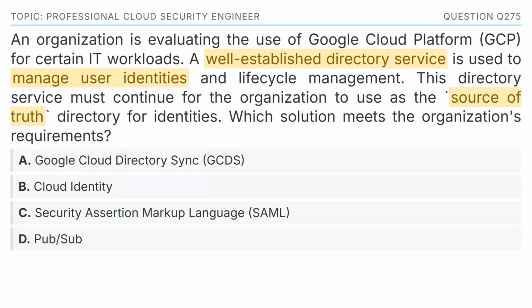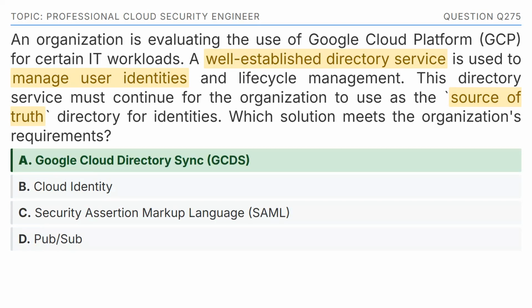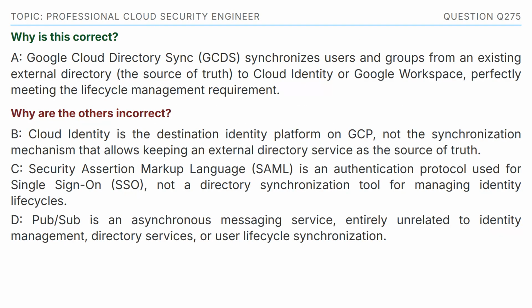To arrive at the correct answer, we focus on the keywords: well-established directory service, manage user identities, source of truth. The correct answer is option A, Google Cloud Directory Sync, GCDS. Why is this correct? A. Google Cloud Directory Sync, GCDS, synchronizes users and groups from an existing external directory, the source of truth, to Cloud Identity or Google Workspace, perfectly meeting the lifecycle management requirement.